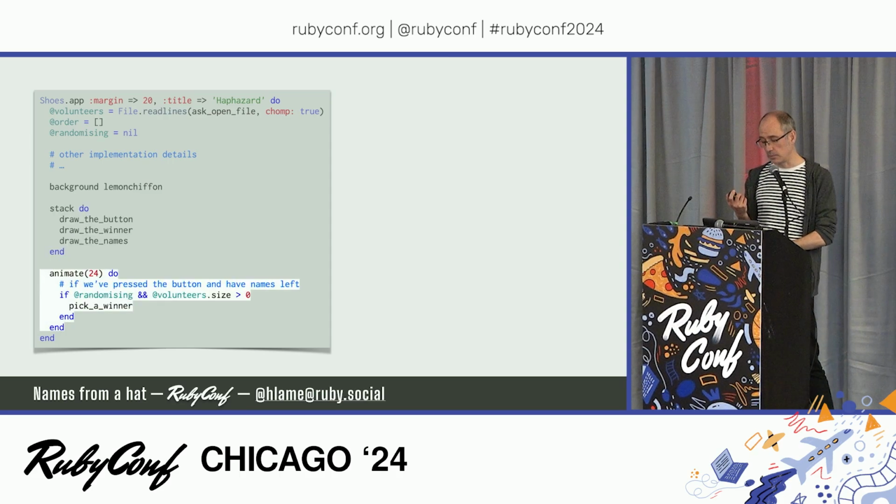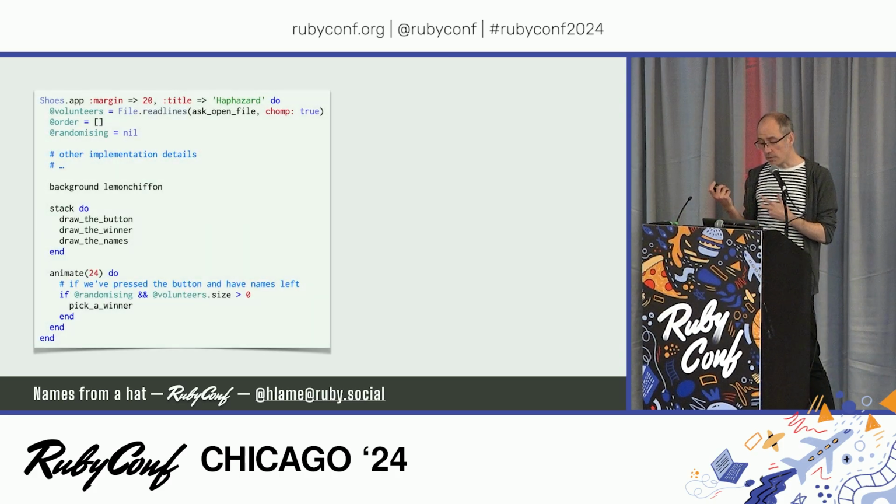Finally, we have the animate method and block. I'm asking it to run this block of code 24 times a second. Just like a film, seemed like a good choice. If our state supports it, we'll pick a winner to display. These are the basic building blocks. There's lots more to explore, but this is enough for now, I think.